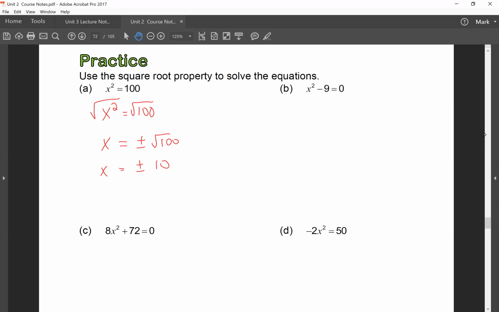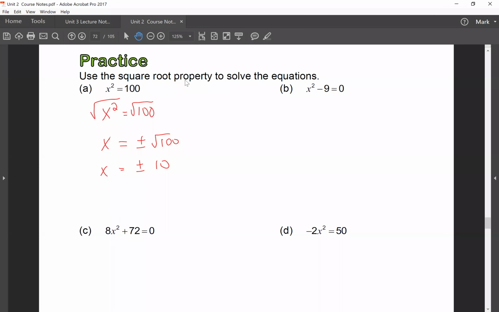So the answer for A, when you were doing this in high school or junior high school, if your teacher said, calculate the square root of 100, your teacher probably said, well, it's just 10. You know, square root of 100, 10. But what you're learning in Math 1700 is it could actually be positive 10 or negative 10.